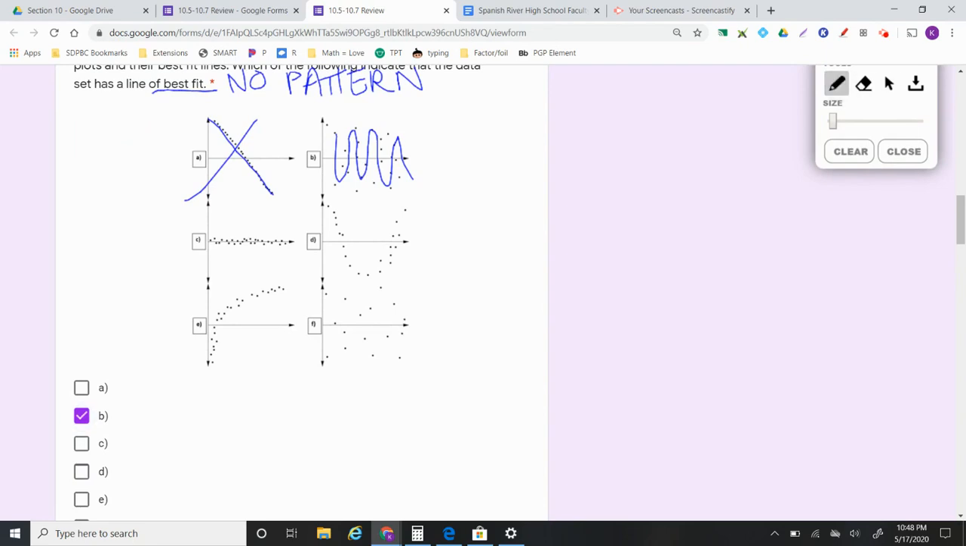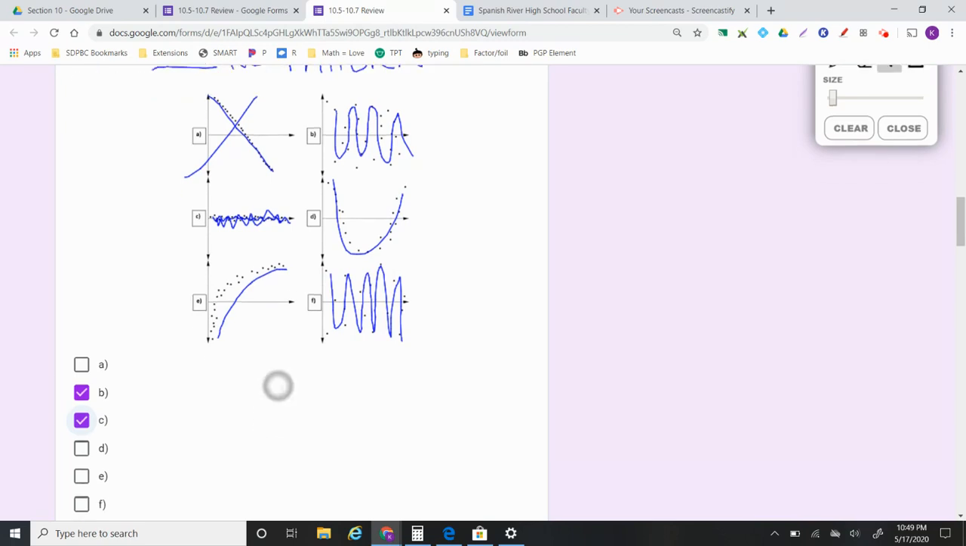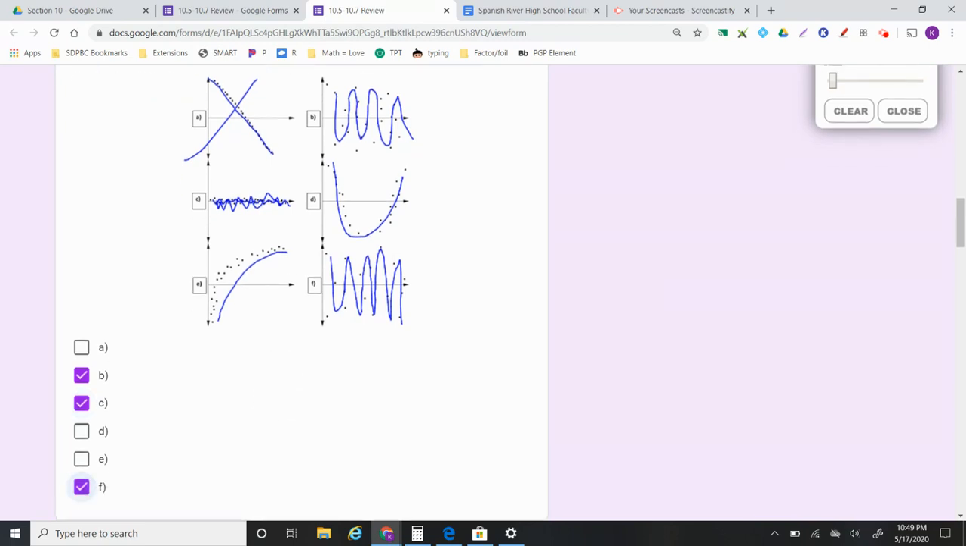C, they're all scattered around on both sides of that x-axis, meaning there's no real pattern. They're all kind of just squiggled around there. So C is good. D, I've got a U shape, not good. E, I've got a curved exponential function, so that's not good. And F, they're all spread out again, can't really make a pattern, so B, C, F would be the answers.